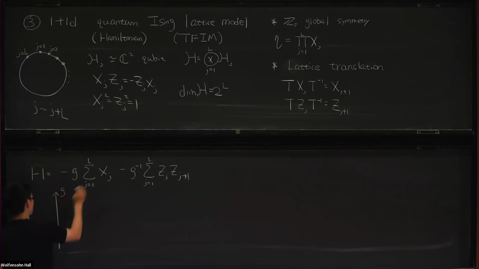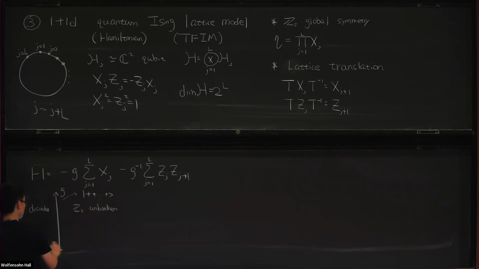When g is very large, this term dominates, and then you are in the disordered phase, where the Z2 is unbroken. Up here, you have a unique ground state, and that's just a product state in the g goes to infinity limit.